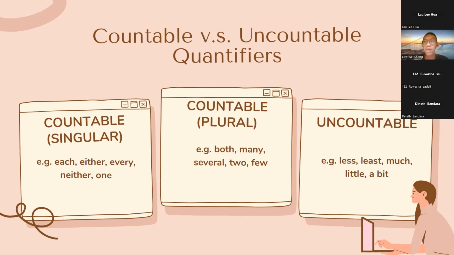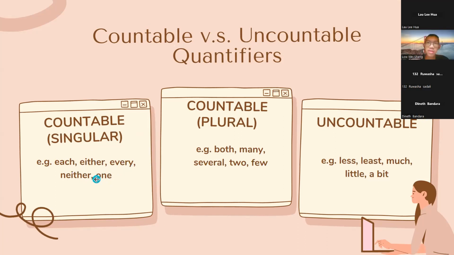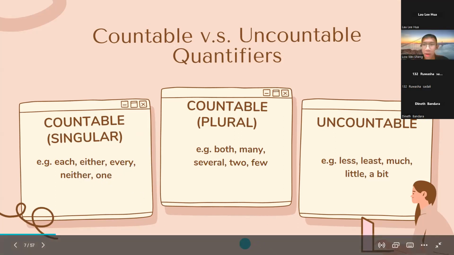So you can count the number of fingers, right? But if I say sugar or salt, you can't really count them. So these are uncountable. So we have different determiners which are called quantifiers that are used for countable and uncountable. So each, either, every, neither, and one are used to describe one object. And then neither is used to describe none.